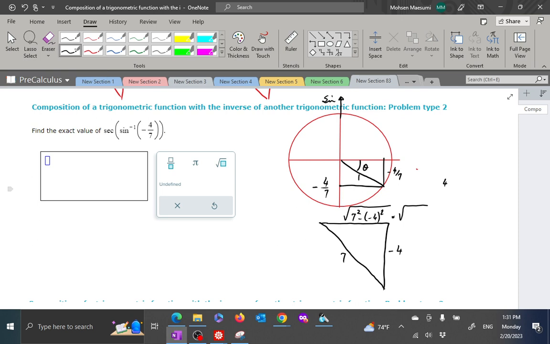49 minus 16. So what is that? 33. Now, what is secant? Secant is the ratio of hypotenuse to the adjacent. And the adjacent is radical 33, which is positive. So it's going to be 7 over radical 33, hypotenuse over adjacent. That's it.